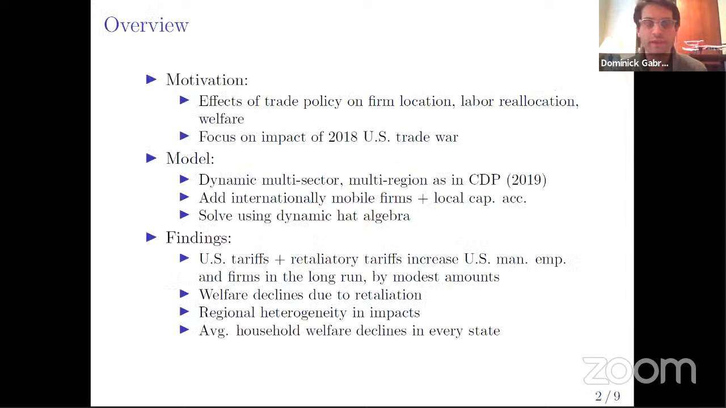Thanks for inviting me to discuss this paper. It's a work in progress, but it's really interesting. I think it has a lot of potential. Yeah, it was a very, very interesting read.